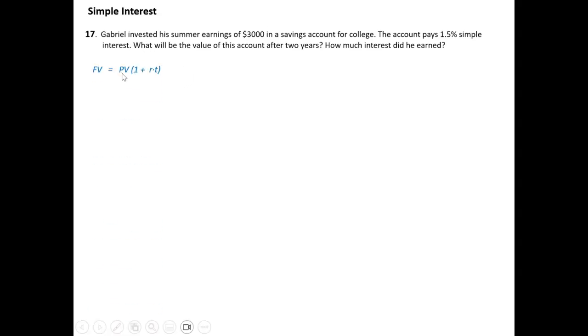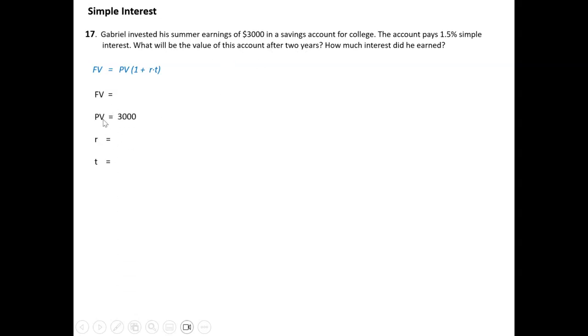So this is a formula to find the future value of simple interest. I tell my students to always put all the variables here, and then we're going to extract the info from the problem. So here right away we know that we're looking for the future value, right? Because it says what will be the value of the account after 2 years. So that's in the future.